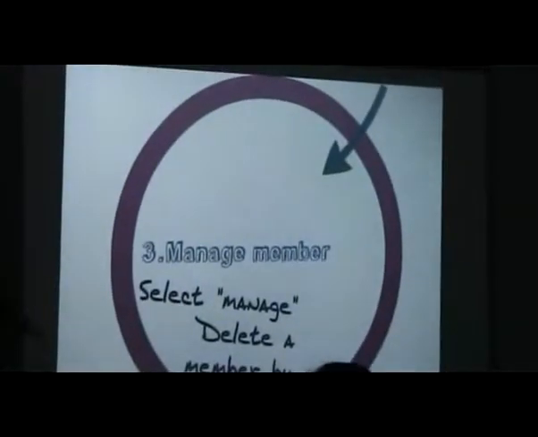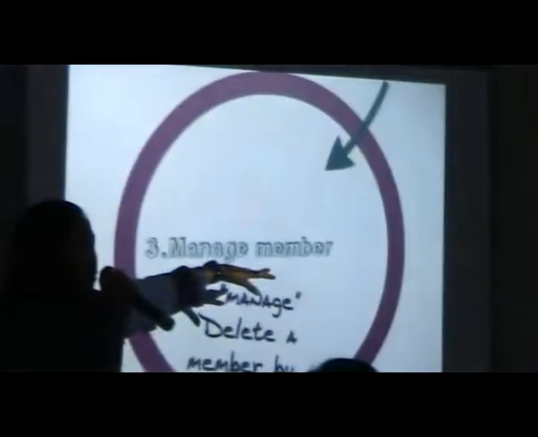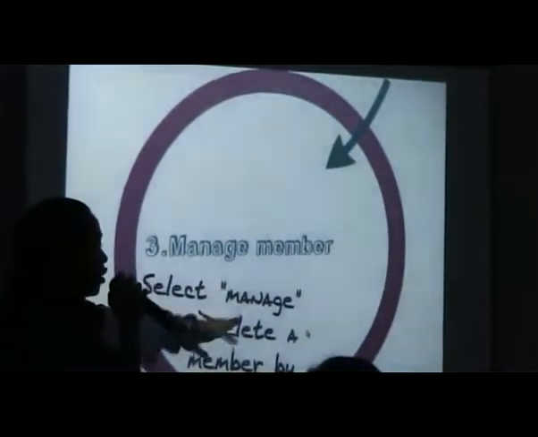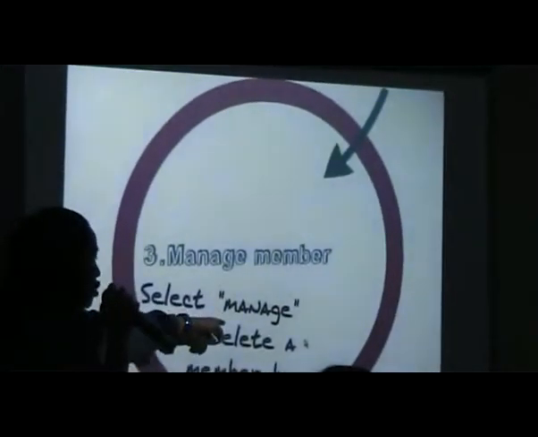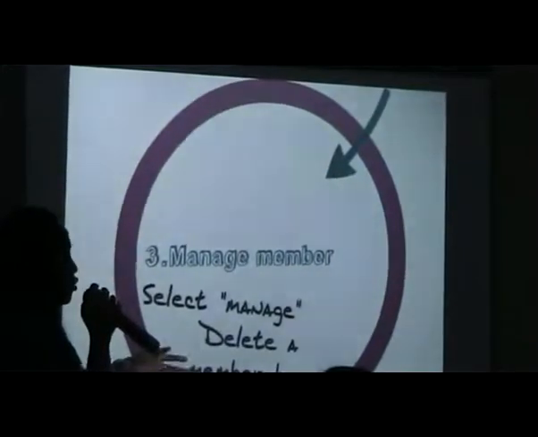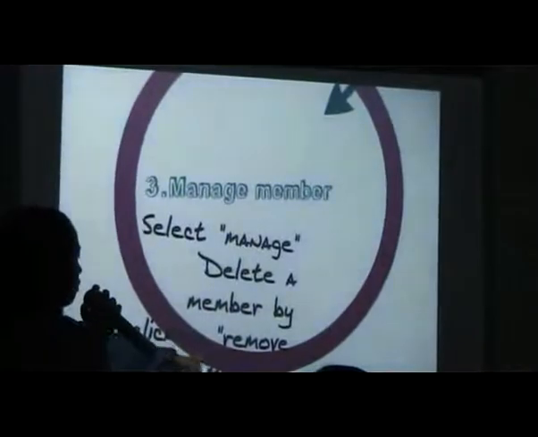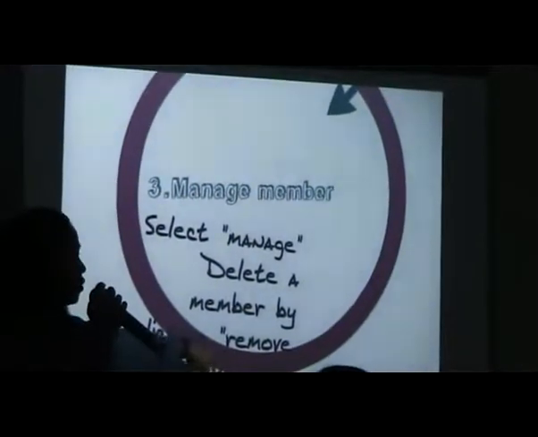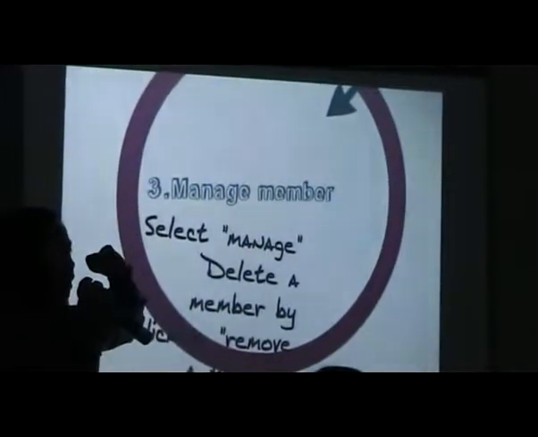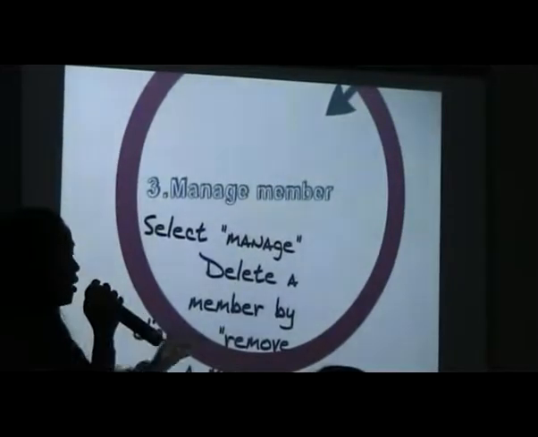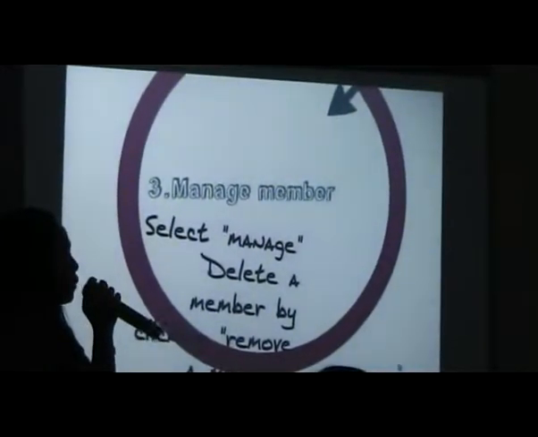Okay, manage members. There it is. So in the right panel of your Edmodo homepage, you will find manage. Just select manage. And then if you want to delete a member, select remove a member. So the student will automatically be deleted from your group.